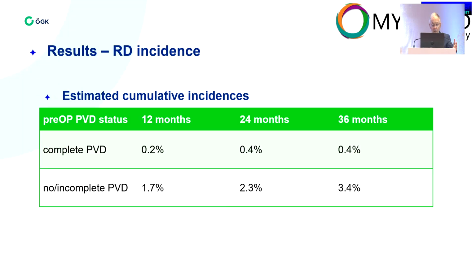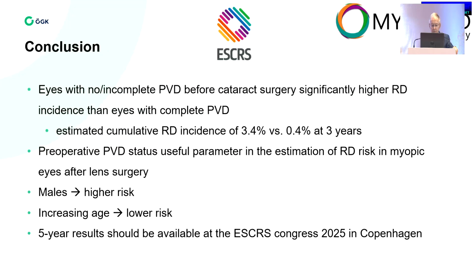And look at the incidence of retinal detachment. If they started with a complete posterior vitreous detachment at 3 years, 0.4%. If they had no or an incomplete posterior vitreous detachment, there's a 3.4% incidence of retinal detachment. So that's 1 in 30 that are getting a retinal detachment. It's not a small number.